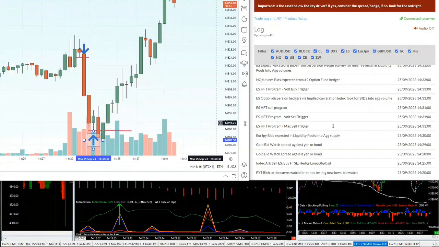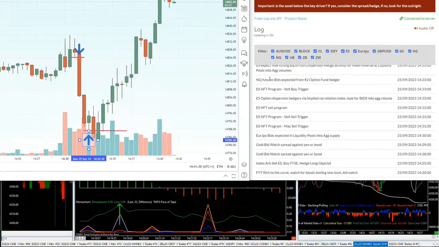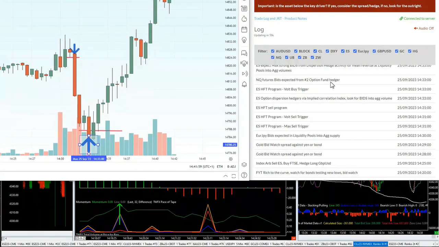Yes? So what happens next? 1433, we get a buy trigger starting to come in again. So markets are already starting to go up. So we want to see a red candle for this to take place. NASDAQ. This is one of the very specific NASDAQ triggers. 1433, same candle. NASDAQ futures bids expected from the number 2 trade, which is the option fund hedger. Option fund hedger. So now we're looking at this and we're saying, well, we're now getting a lot of different buyers into the low price. Not just one. We've now got dispersion hedgers coming in the S&P, and now we've got option fund hedgers coming in the NASDAQ, all within 2 minutes of each other. That's pretty good, right? That's pretty good.